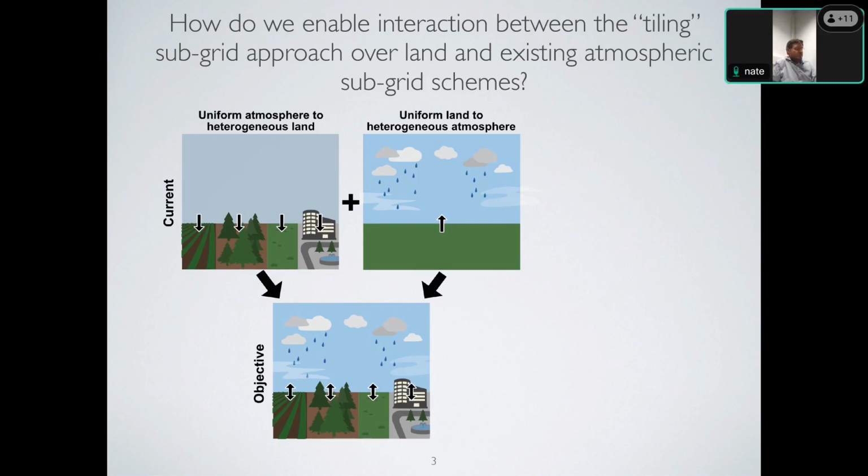So the real emphasis of CLASP was: can we tie together these types of parameterizations, the tiling schemes in the land surface with the subgrid atmosphere approaches? And can we use this subgrid information over land to inform, for example, the development or enhancement of convection? Within that context, next slide.